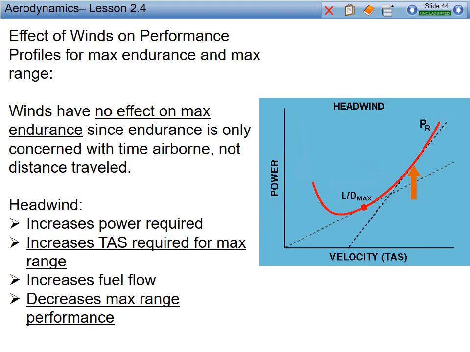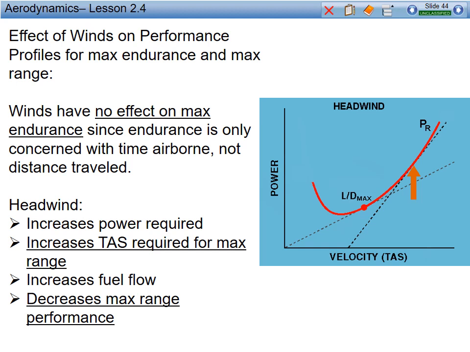Conversely, a headwind will decrease my ground speed. Again, this will have no effect on my endurance. It will absolutely affect my range. As we move that tangent line back for a tailwind, we have to move the origin point forward for a headwind to account for the difference in ground speed to velocity.